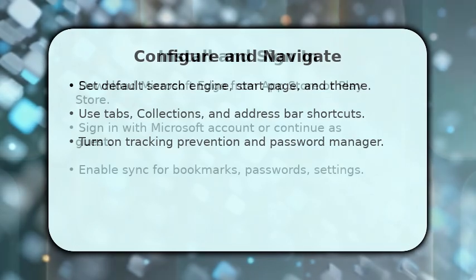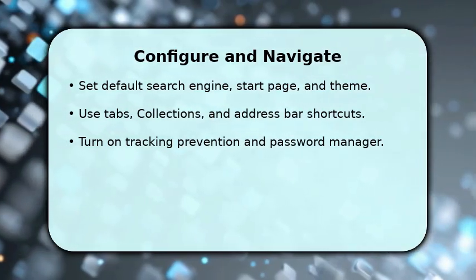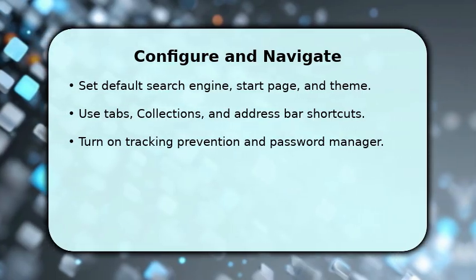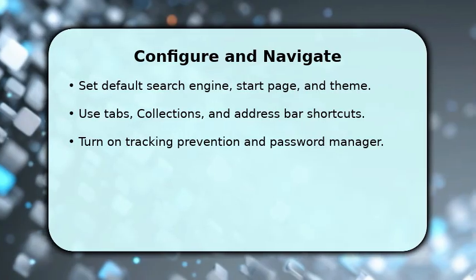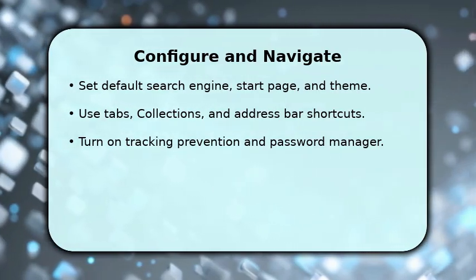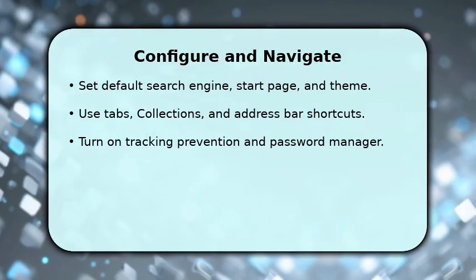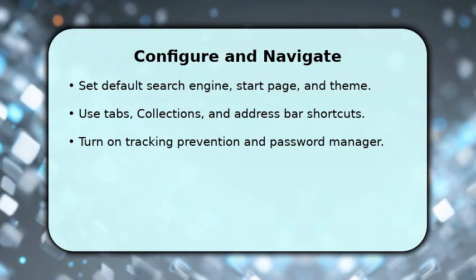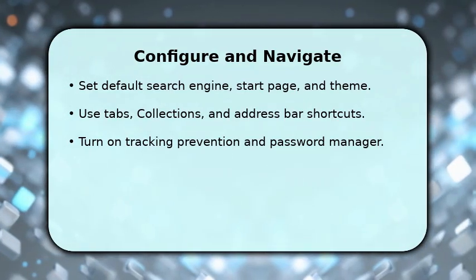You now configure the browser for efficient use and privacy. First, set your default search, choose a start page, and pick a light or dark theme to reduce eye strain. Then learn core navigation. Open and switch tabs, use collections to save pages, and long press the address bar for quick actions. Make sure tracking prevention is enabled and the built-in password manager is active. This balances speed and security while keeping sign-in.